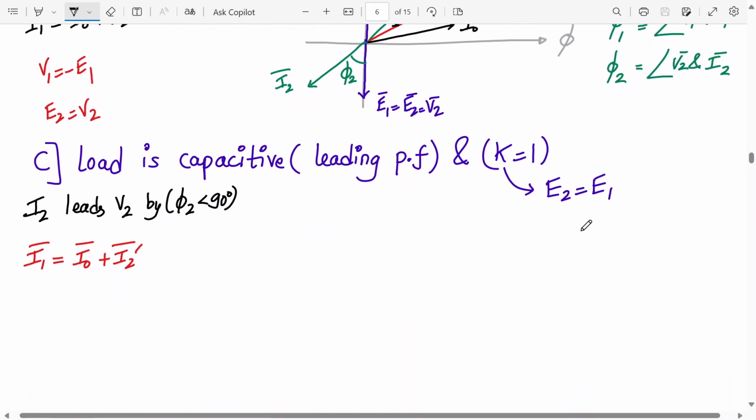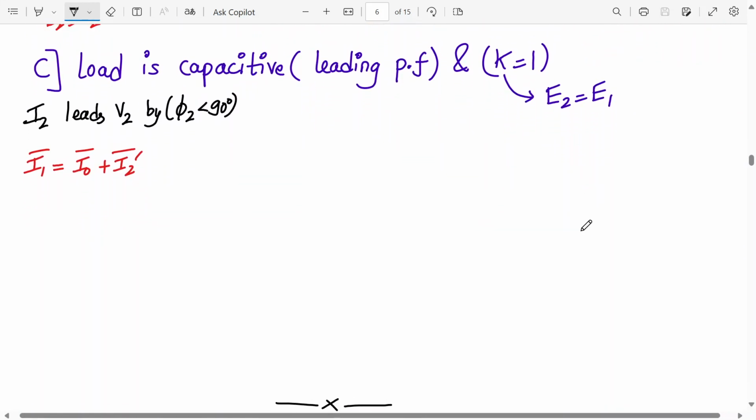Can I go to the next one now? Capacitive load. When the load is capacitive, I2 is leading the voltage by 90 degrees, where angle phi 2 is less than 90 degrees because it's not a pure capacitor. If it is a pure capacitor, we can draw it equal to 90 degrees. So I2 leads the voltage by an angle less than 90 degrees actually. I1 will be I0 plus I2 dash.